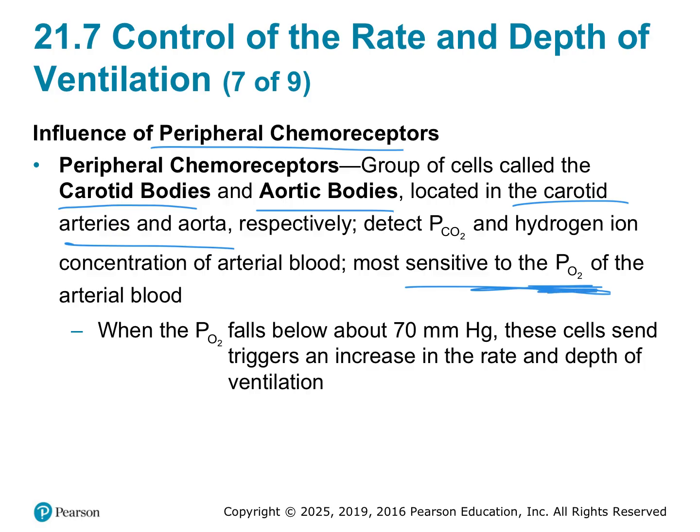So if we're changing the partial pressure of oxygen, these cells here will be detecting that and then causing a change in ventilation rate. So if we have a decrease in the partial pressure of oxygen, we get below 70 millimeters of mercury, then triggering carotid bodies will result in an increase in the rate and the depth of ventilation to be able to restore the partial pressure of oxygen back to normal levels.